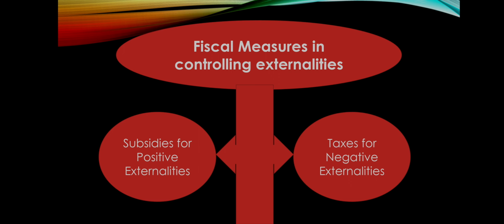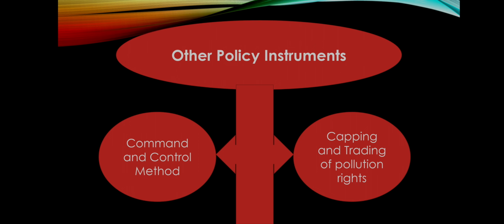In the same way, the government can put penalties, the government can put taxes on the activities which are producing negative externalities. So in this way, the government can control positive and negative externality through fiscal measures. Now we discussed fiscal measures. Subsidies and taxes come under fiscal policy. Now we are going to see the other policy measures the government can take. Okay, the first measure is the command and control method.